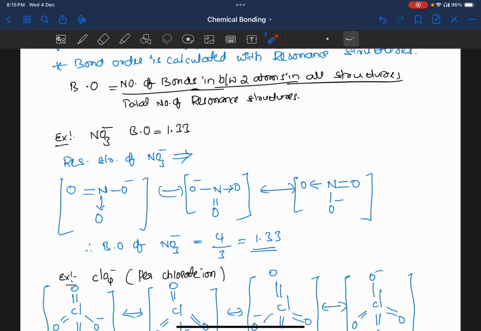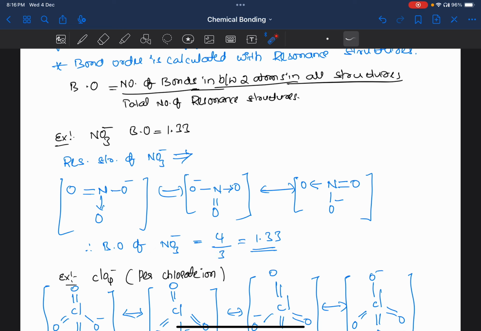Now, how do we calculate the bond order? The bond order of the nitrate ion is equal to 4 by 3. Here 4 is the number of bonds. Just take the central atom and count how many bonds are around it: one, two, three, four. So 4 bonds, divided by the total number of resonance structures. How many structures are possible for nitrate ion? Three structures are possible. So the total number of resonance structures is 3. Therefore, its bond order is 1.33.